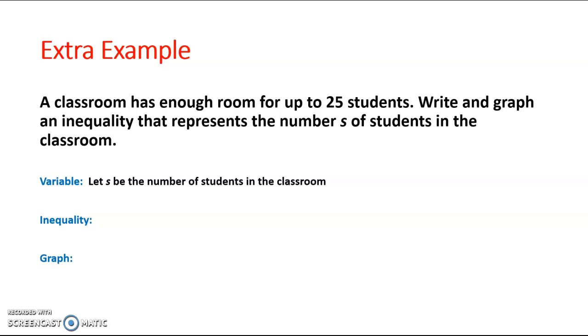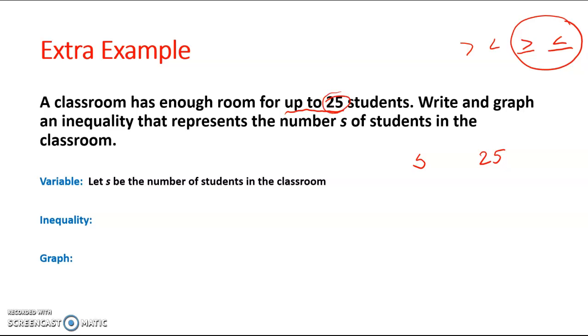All right, so S is the number of students, and my classroom's max capacity is 25. So I just need to choose the correct inequality symbol: greater than, less than, greater than or equal to, or less than or equal to. I know it's going to be one of these two because it's up to 25. So when you see that "up to," that 25 is actually included.